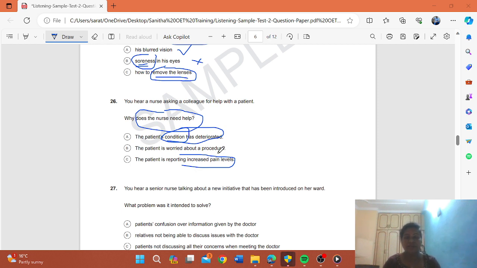That means they are going to remove the chest drainage. So it is a two-person job, and the patient is in a bit of a state, which means the patient is worried. That is why they totally paraphrased the options. We didn't hear any words about the patient being worried about a procedure, but they said she's in a bit of a state, and that means the patient is worried about the procedure. What is the question? Why does the nurse need help? So the answer is B.